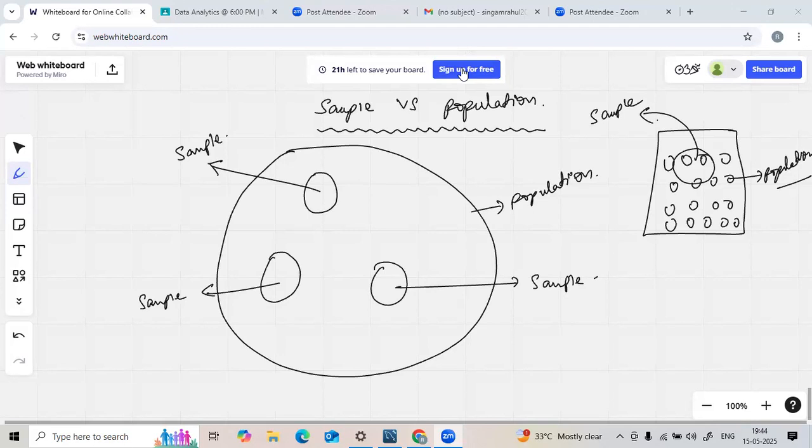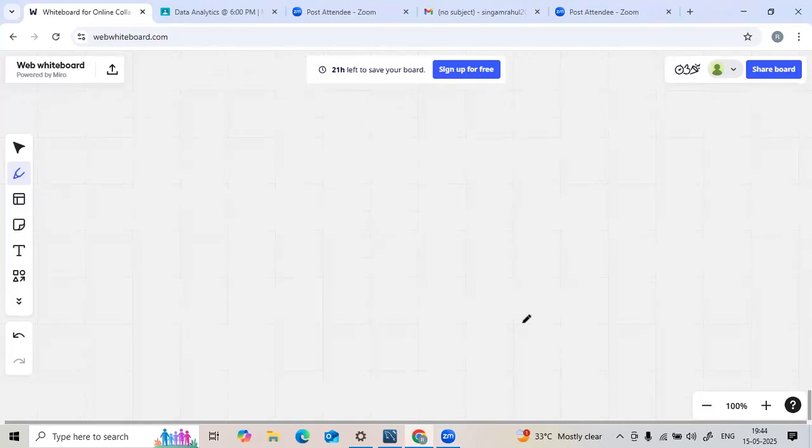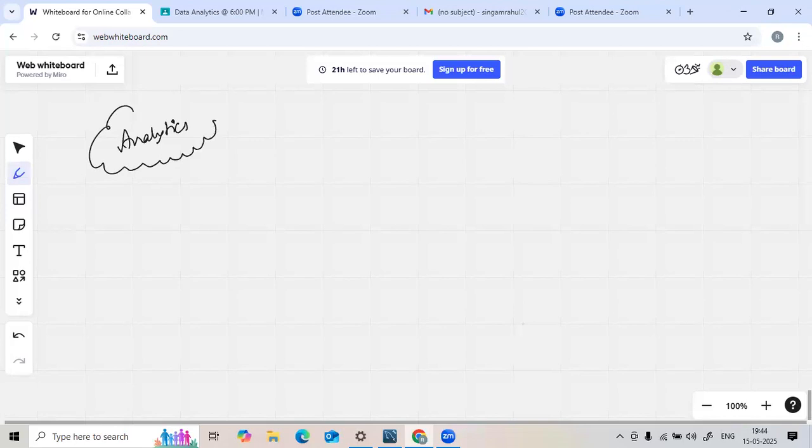So when we refer to this concept called population, it's the entire data, but a small portion of it we consider as a sample. The main thing you need to understand is why we need to take a sample out of your population. First, when you're performing analytics on data, always remember it's best practice to go with a sample rather than the population.